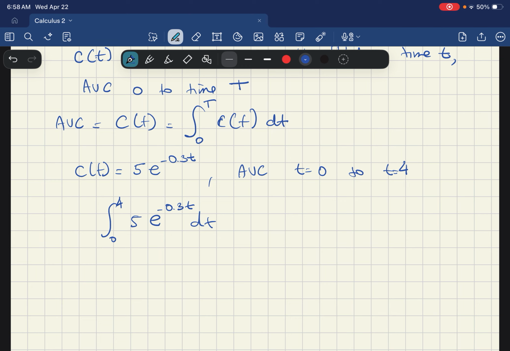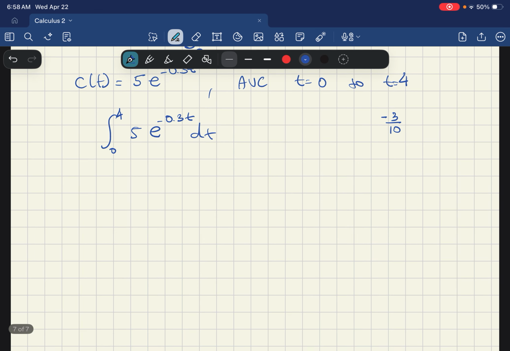Remember that I like to write the 0.3 as negative 3/10. So when we evaluate this, I like to pull my 5 out. This right here is going to be the reciprocal of 3/10, so this is going to be 10 over 3 times e to the negative 0.3t from 0 to 4. So this equals negative 50 over 3 e to the negative 0.3t, but we have to evaluate this from 0 to 4.